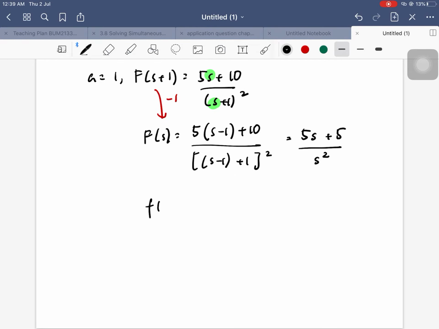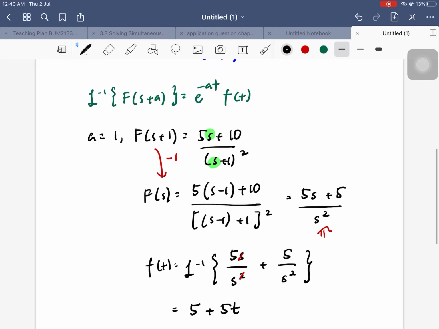And then I'll convert this to f of t. So my function f of t is going to be the Laplace inverse of this function right here. What I'm going to do is separate them. I'm going to write this as the Laplace inverse of 5s over s squared plus 5 over s squared. Now this should be something familiar to you. I can simplify this to 5 over s, and you know that this is going to be 5. And 5 over s squared is going to be 5t. So now that I have everything together, I can write that.